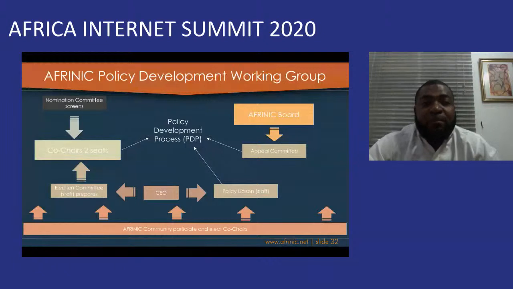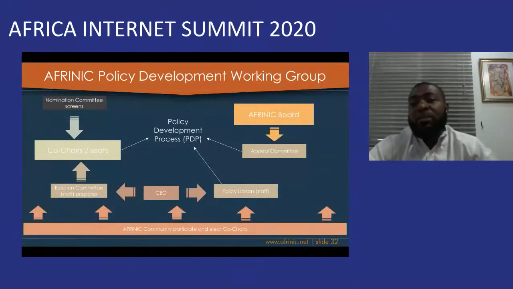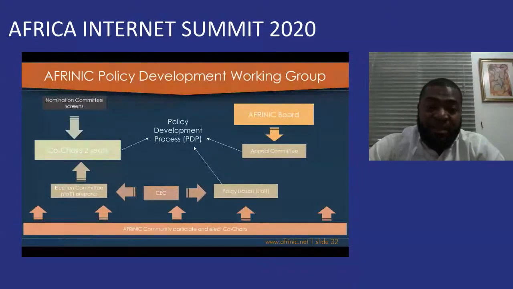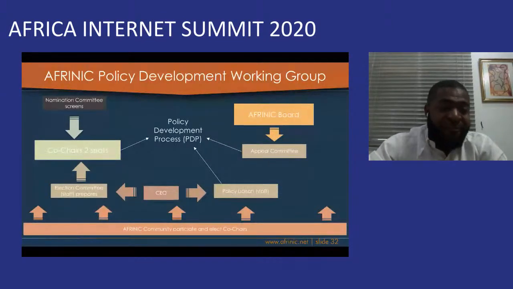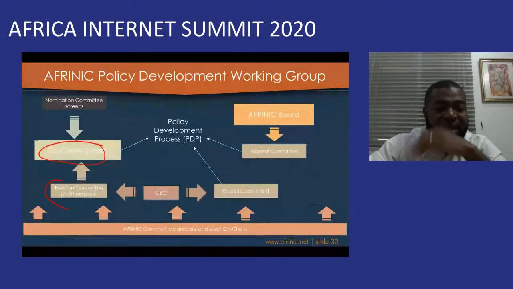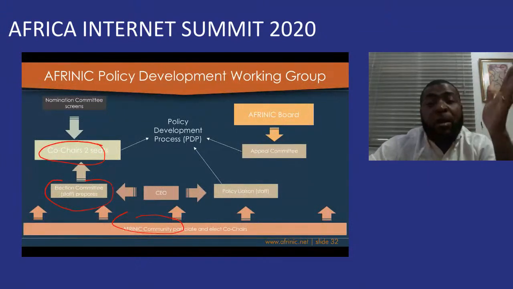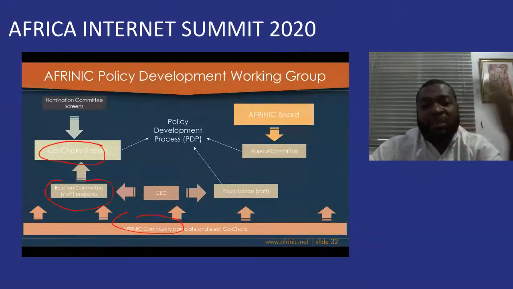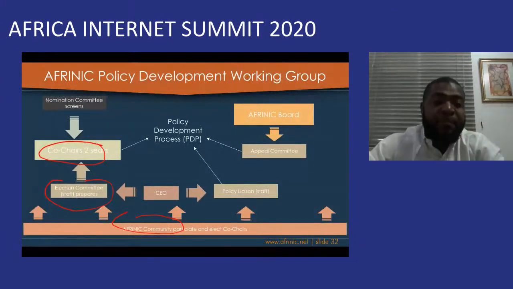Now we are going to talk about the policy development process, the policy development working group, which is one of the most active groups of mailing list users in the AFRINIC region. The policy development working group has 2 chairs. They are co-chairs, so they have equal responsibility. No one has power compared to the other. The nomination committee is going to screen the candidates, and the community members are going to elect the co-chairs. For this particular election, you don't need to be an AFRINIC member to vote. You have to be a community member active in the community. It's open to the community for them to vote.